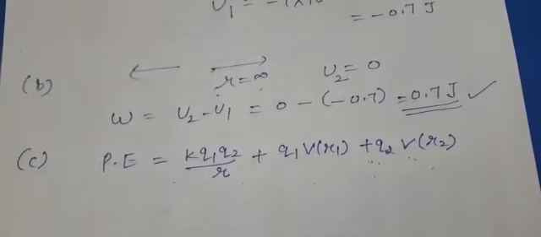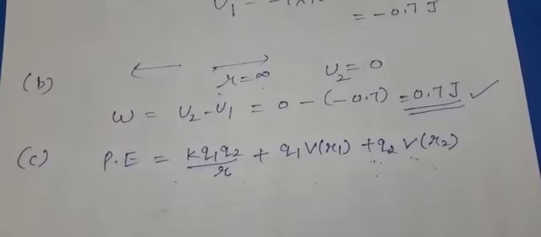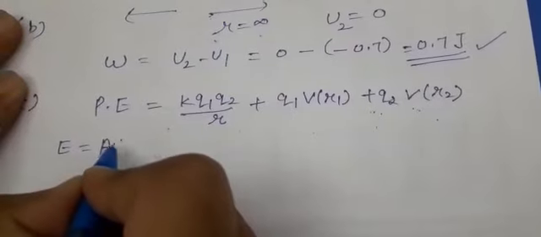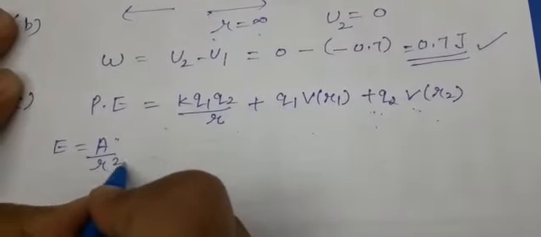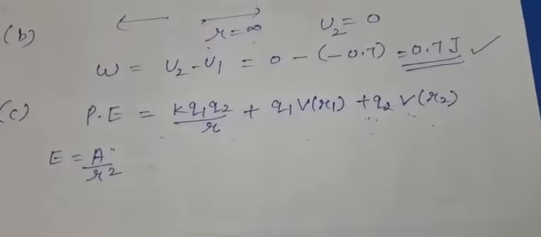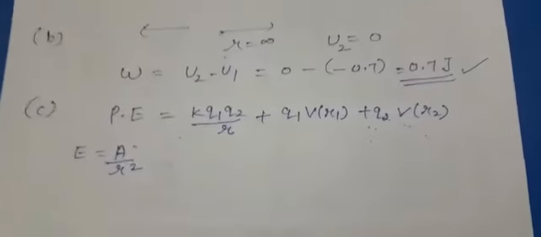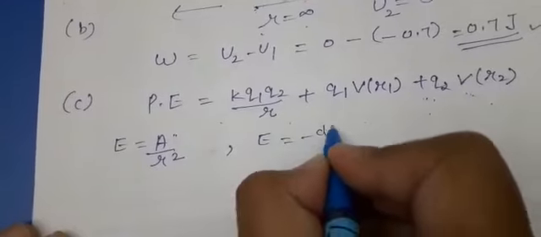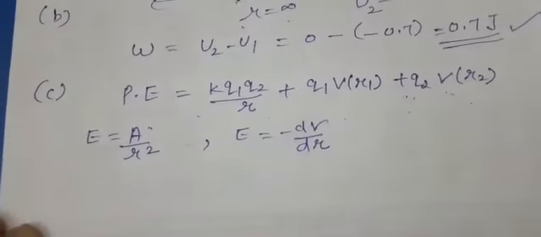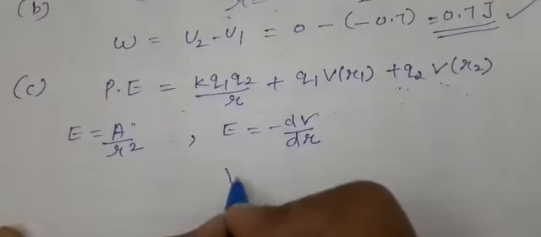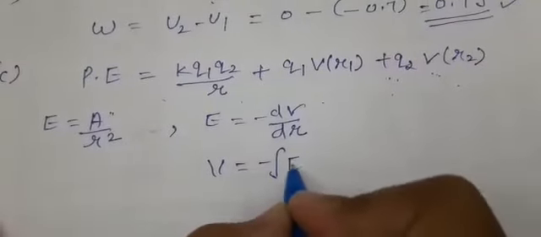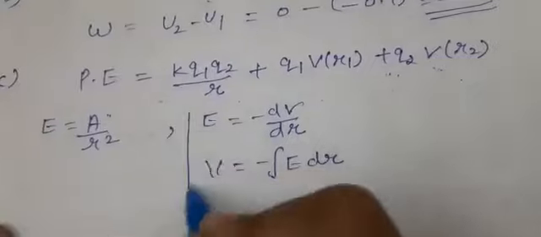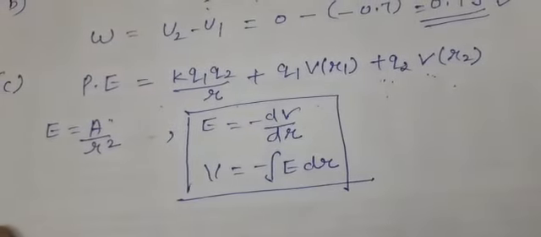Now this is the formula. As in the statement, only one thing is given, that is E is equal to A upon R square. There is no information about the potential. So think, what should we do further? As we know that E is equal to minus the potential gradient, and from here we have also taken the formula V equals minus integral of E dr. Yes, now we will apply it here.